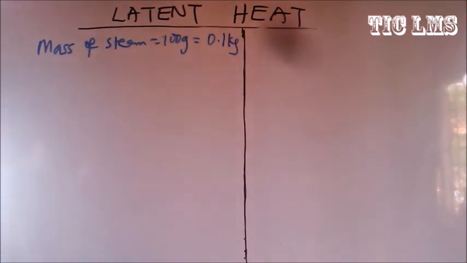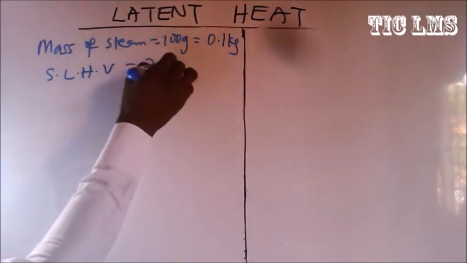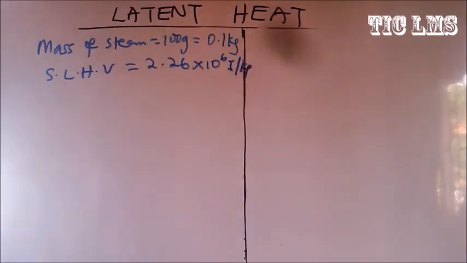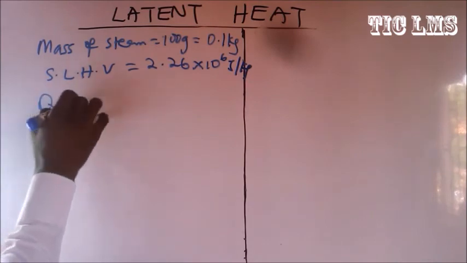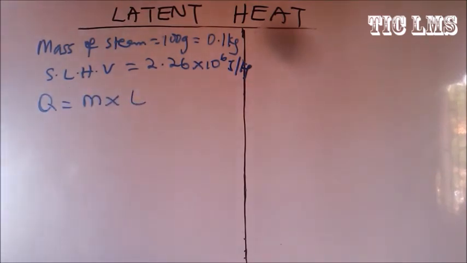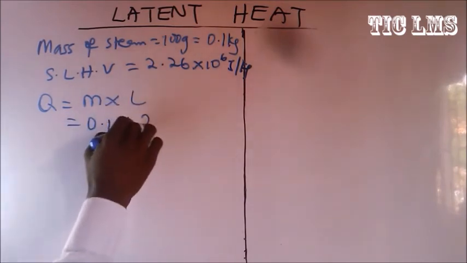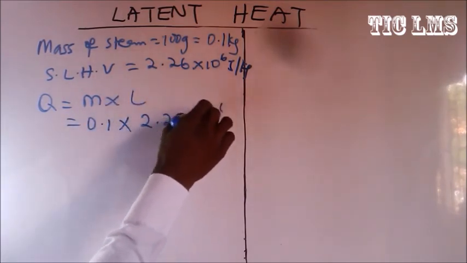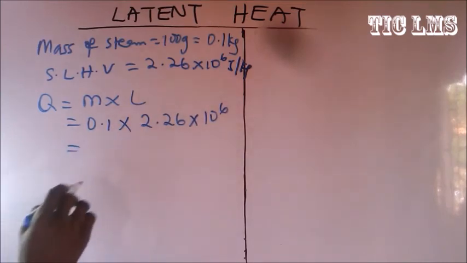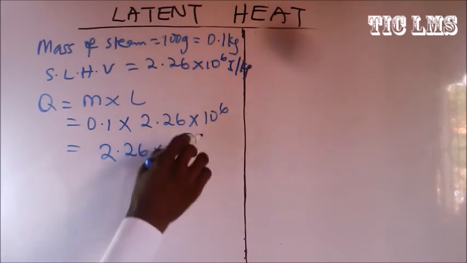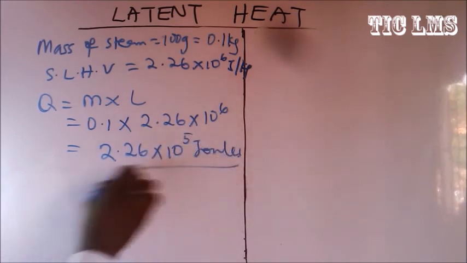Now we're given that the specific latent heat of vaporization is 2.26 times 10 raised to 6 joules per kilogram. So the quantity of heat that was liberated by this process is mass times the latent heat of vaporization. Here mass is 0.1 and then 2.26 times 10 raised to 6. And so when we multiply this through, we have 2.26 times 10 raised to 5 joules of heat.